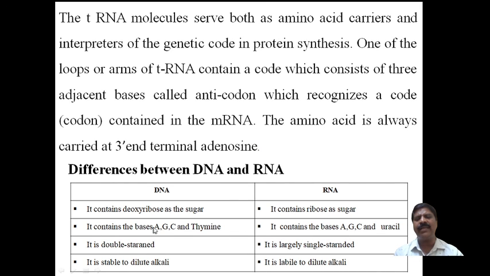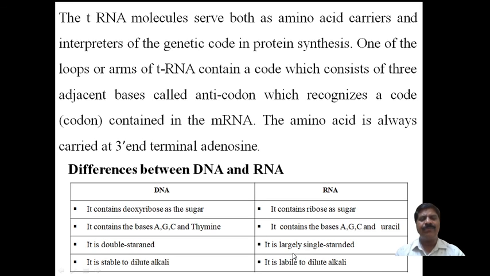The second difference is that DNA contains the bases adenine, guanine, cytosine and thymine. RNA contains adenine, guanine, cytosine and uracil. Uracil is absent in DNA, whereas thymine is absent in RNA. We can also differentiate them like this: DNA is double stranded.